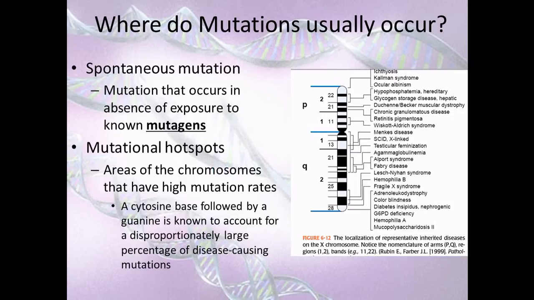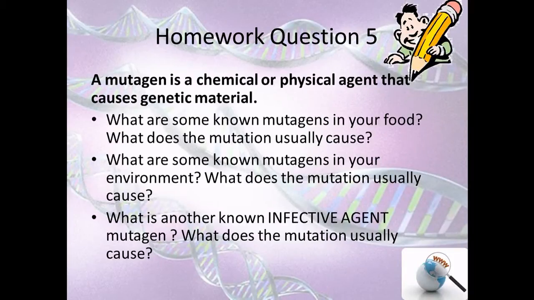And then the last question here for this section, homework question number 5. So a mutagen is a chemical or physical agent that causes genetic material to change. Oops, forgot a word there. Change. It mutates the genetic material. So in just a few sentences, remember, don't write me a book. What are some common known mutagens that are in your food? So what are some things that you eat that can cause mutations? Right? So when you find out that chemical, just tell me what mutation does it have a reputation for causing?